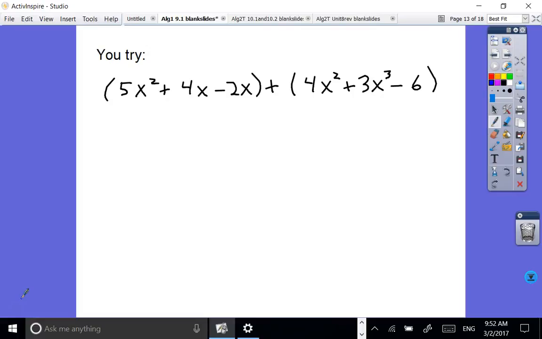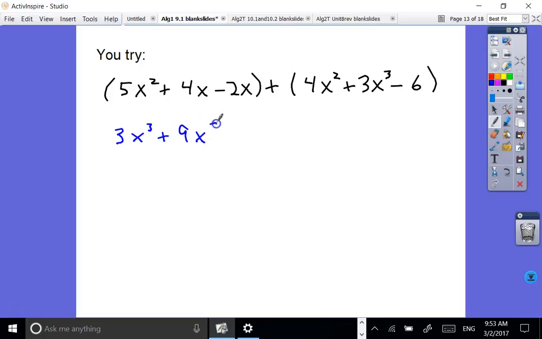To add them up, the variables have to be the same, and the exponent has to be the same. So what's going to be the highest power term in this one? 3x cubed. Yeah, there's 1 x to the third term, so we're going to write that all the way on the left. Okay, what about the x squared? How many did you see? So 5x squared plus 4x squared makes 9x squared. Don't change the exponents.